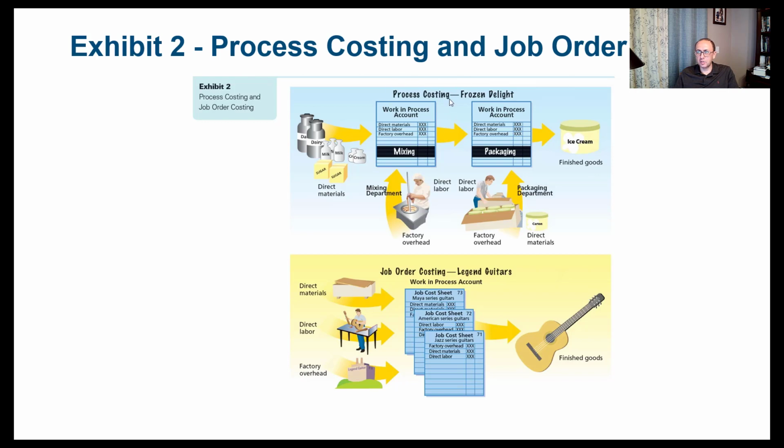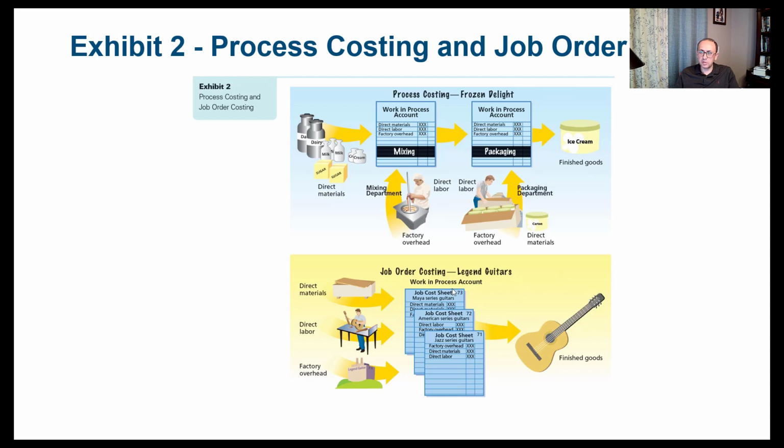For process costing, for a company like Frozen Delight, where all the ice cream production is the same, it's just a systematic process. They get the direct material, things like milk, cream, sugar, and then they mix it together, and there's some factory overhead, there's labor involved, and that would lead us to work in process. Then we have another department, the packaging department. Again, we have labor, we have overhead, and there's also some material used here, which is the cartons or boxes. Then we have another work in process account, and finally this would go to finished goods in the form of ice cream.